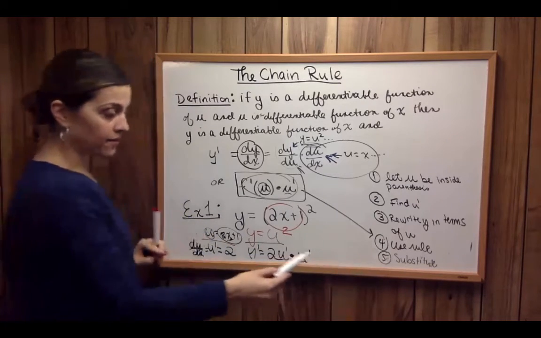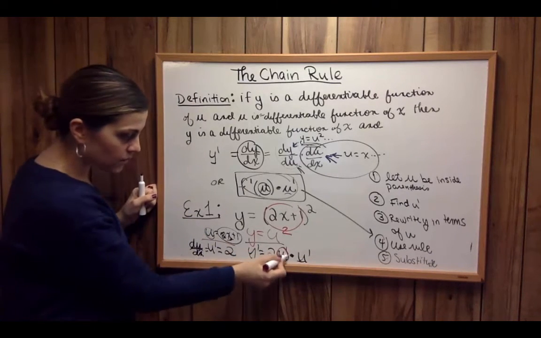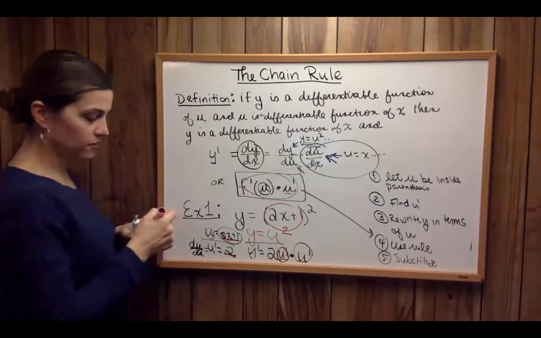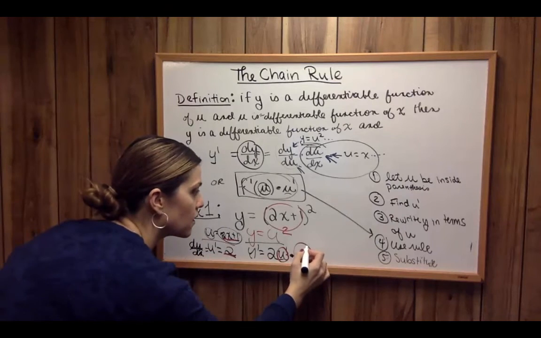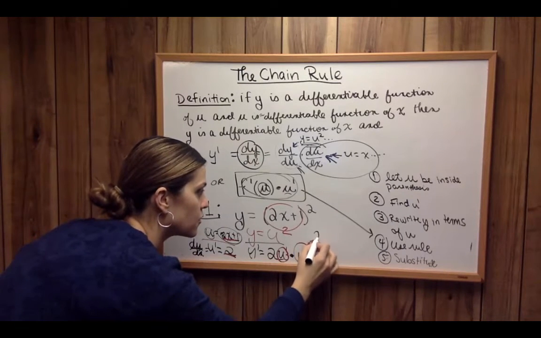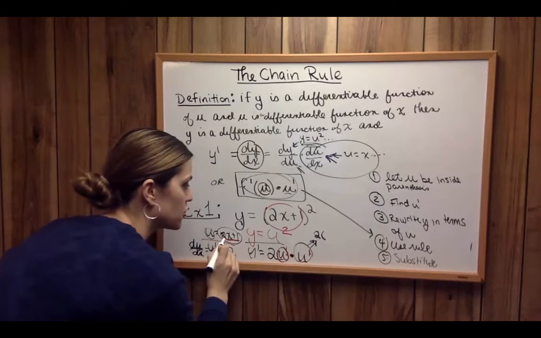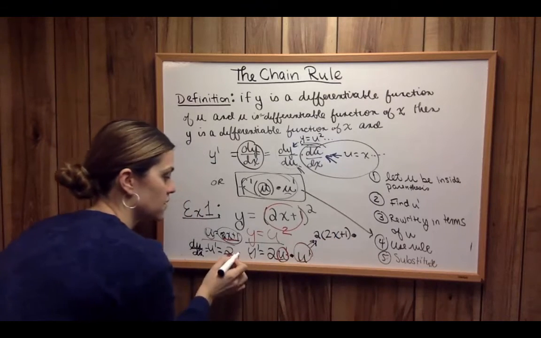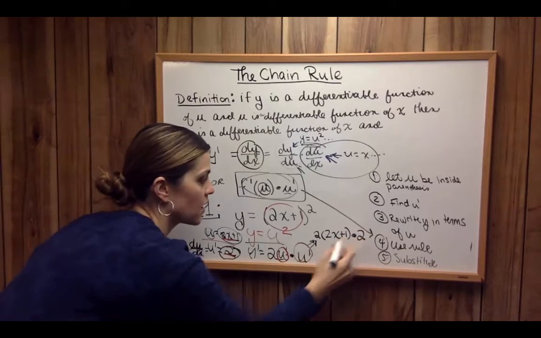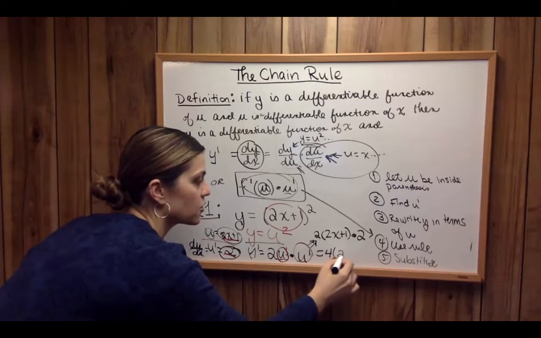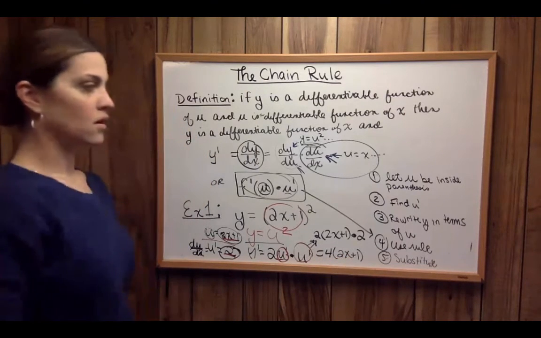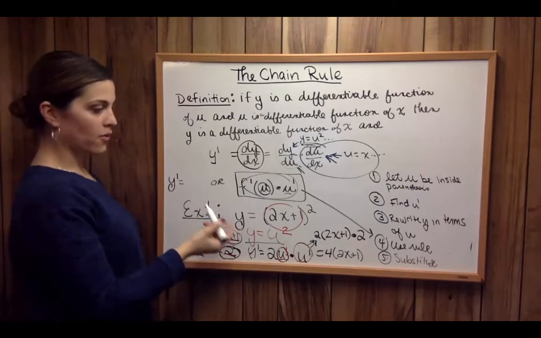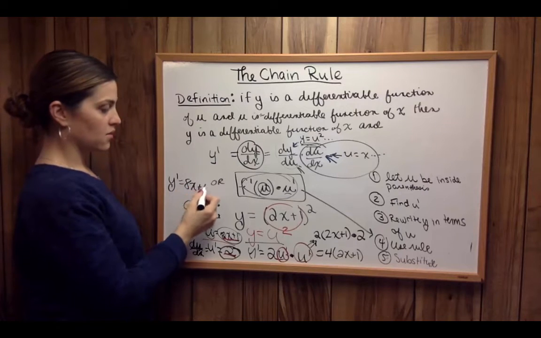Substitute back in. So into the u, you're going to put 2x plus 1, and into the u prime, you're going to put your 2. So you're going to get 2 times parentheses 2x plus 1 times u prime, 2. So you get 4 times 2x plus 1, which is really, I'll just write it over here because I ran out of board space, y prime will be 8x plus 4.